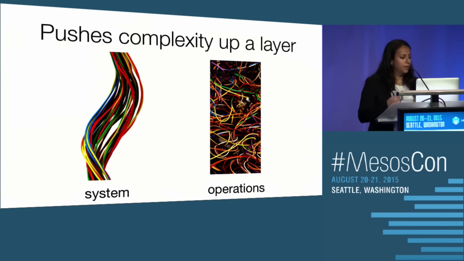Another example is if you have a very simple system that goes down a lot of the time, this can push complexity up into your operations layer. So now you've got to worry about communicating with customers and dealing with your board and issuing refunds in case the system does go down. So the point I want to make here is that we need to think about where complexity is in our systems, in particular, which layer we're admitting the complexity and dealing with it.